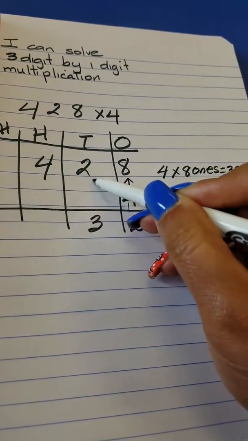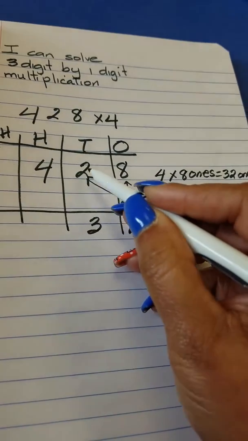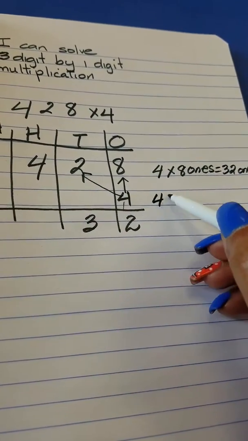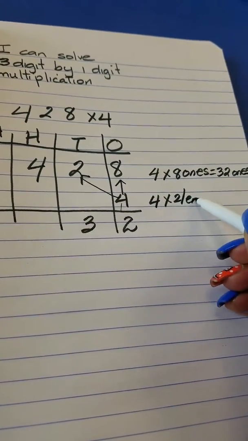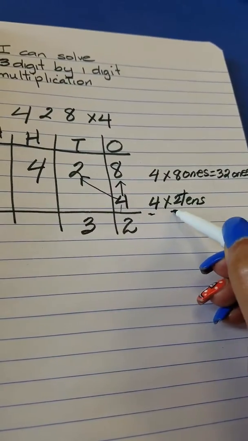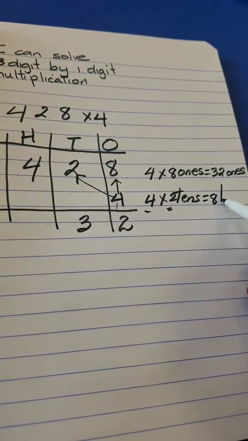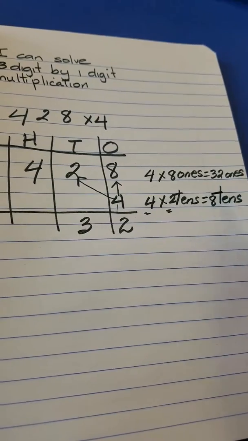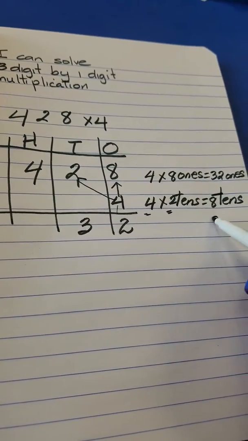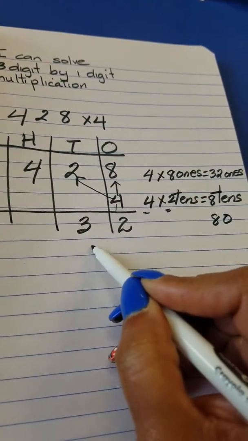Then next, we multiply 4 times 2 tens. 4 times 2 tens will give us 8 tens. And what is the value of 8 tens? 8 tens is 80.